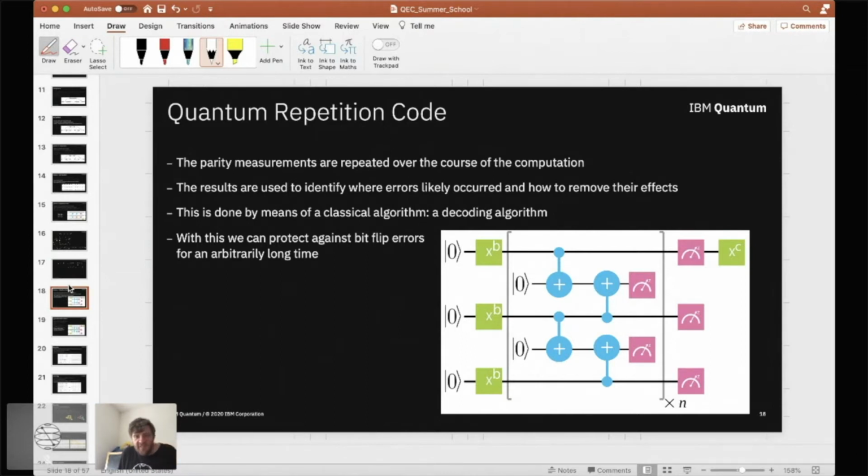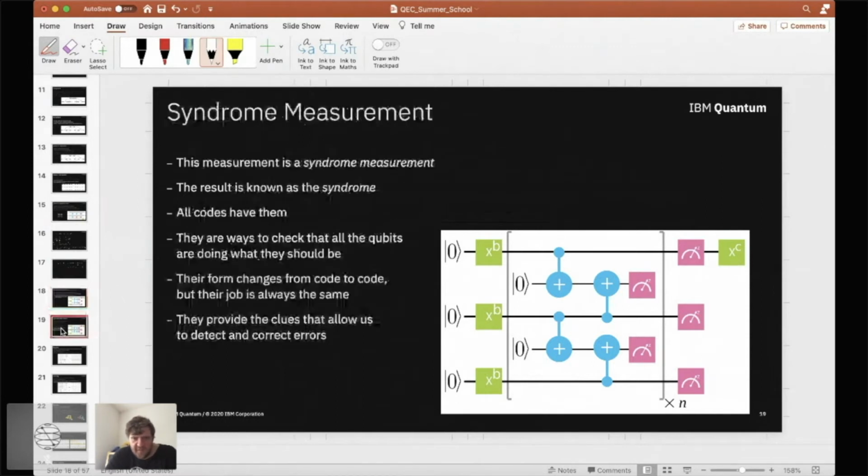And then once we have this decoding algorithm, which takes the information, works out where the errors have occurred, and then tries to correct them, we can protect against simple errors like bit flip errors for an arbitrarily long time. And there is a reason why I'm assuming that it's bit flip errors, in a very simplified way at the moment. We'll get onto that later.